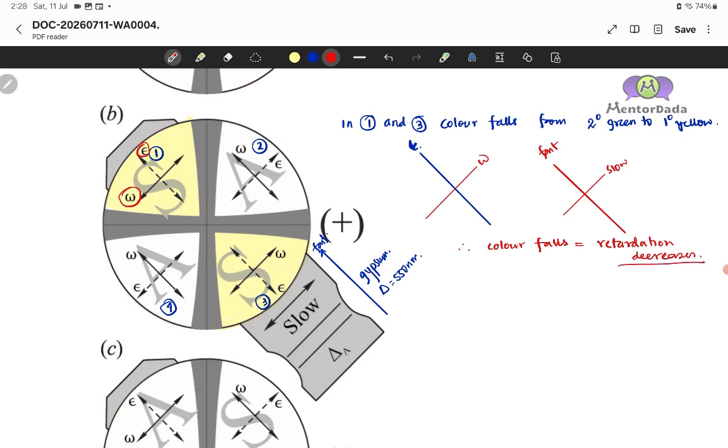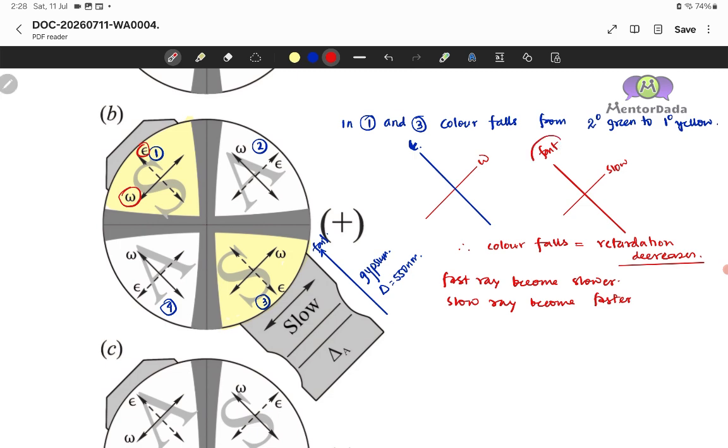Retardation decreases means the fast ray becomes slow and the slow ray becomes fast. If the fast ray becomes slower and the slow ray becomes slightly faster, then what will happen? The distance between the fast ray and slow ray will decrease, and as a result retardation will also decrease, right? So how could it happen?